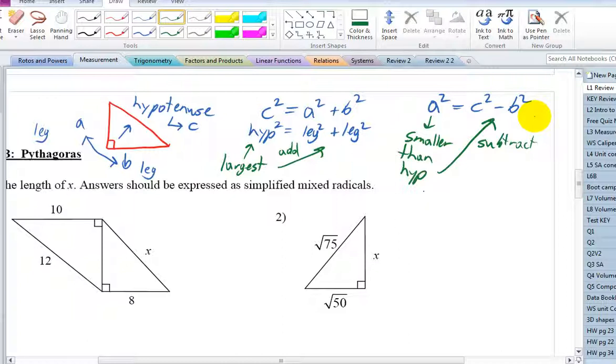Think about it: am I finding the hypotenuse? Then I should make it bigger. Or if I have the hypotenuse, I have to make it smaller. Okay?